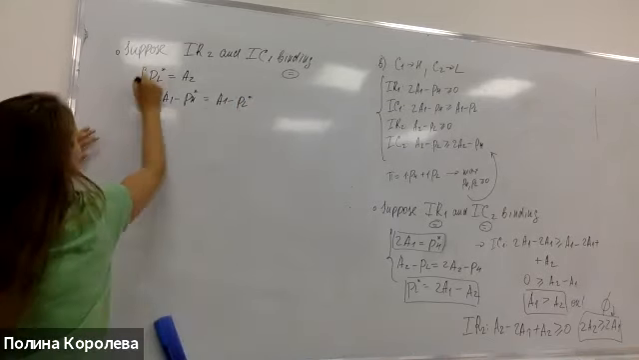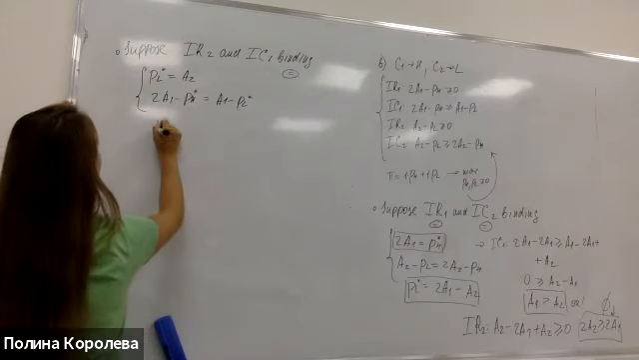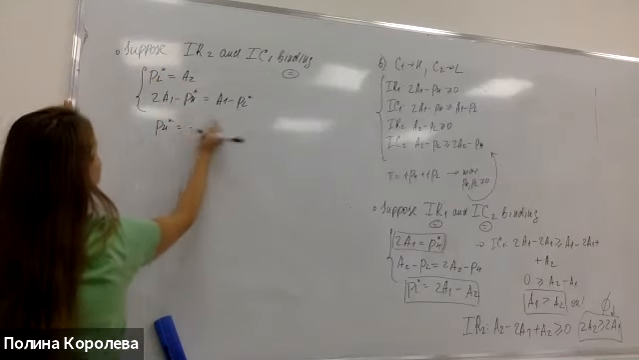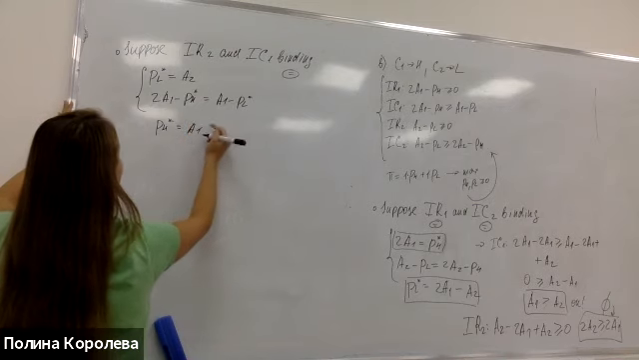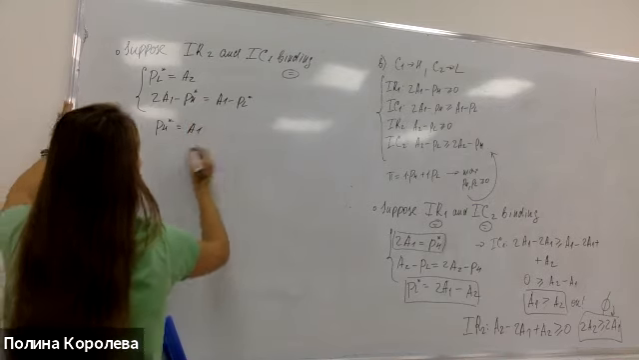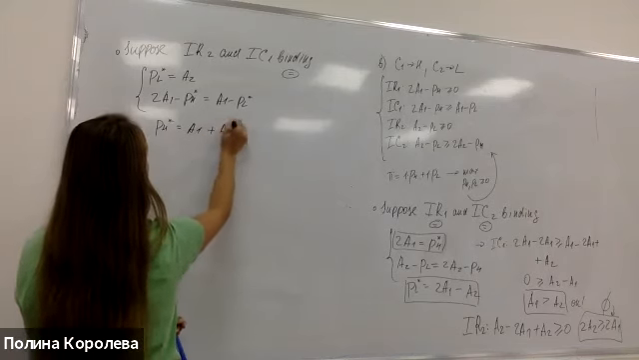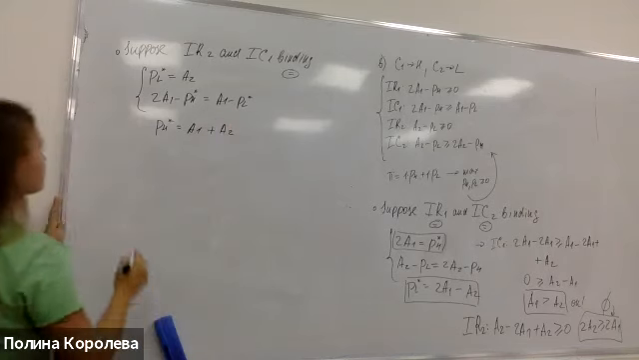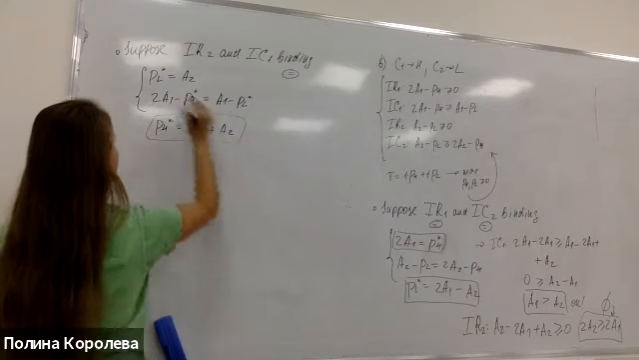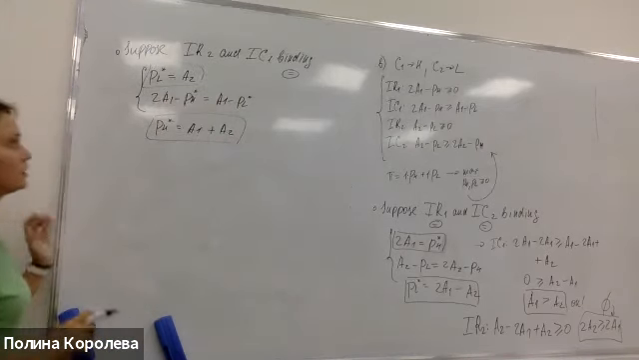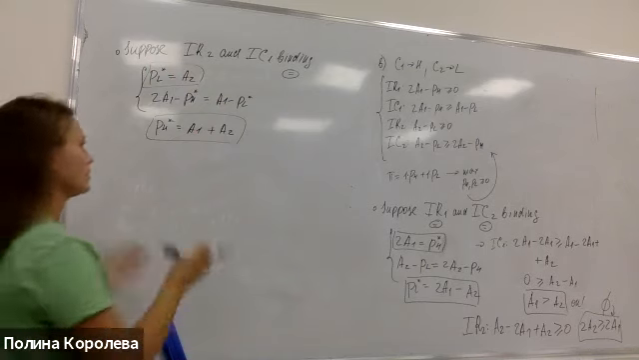And from here, price of high quality should be equal to A1 plus A2. A1 plus A2. These are two classes. Put them into the other two constraints and check.